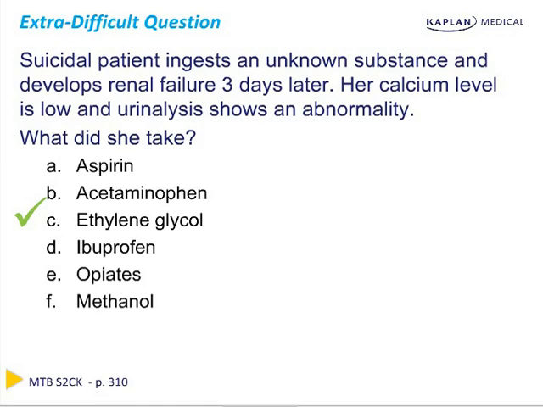You'll also see hypocalcemia in cases of ethylene glycol poisoning because oxalate precipitates with calcium and lowers the level of free calcium in the blood. So why are the other answer choices wrong? Aspirin is certainly nephrotoxic, but it has no effect on calcium levels or cause abnormalities on urinalysis, so it's not the correct answer to this question. Acetaminophen can often cause really bad effects when taken in overdose, but it's hepatotoxic and not nephrotoxic.